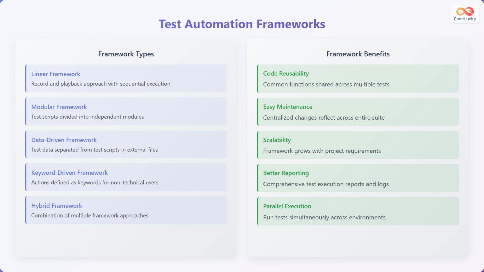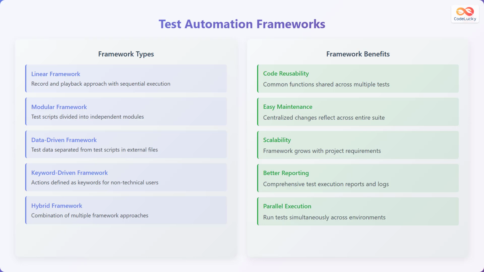Test automation frameworks provide structure and organization to your automation efforts. There are 5 main framework types to understand. Linear framework follows a record and playback approach with sequential test execution, suitable for simple scenarios. Modular framework divides test scripts into independent, reusable modules.